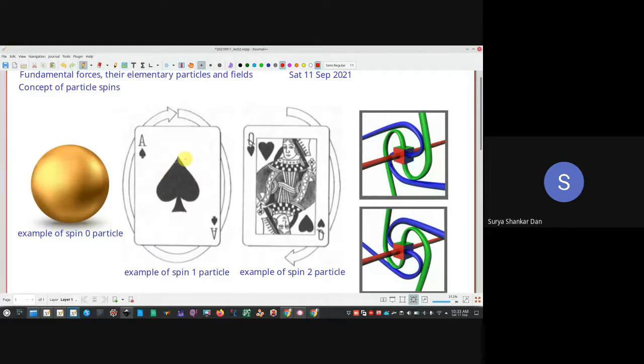Most of the forces which we see around us will essentially comprise of spin one particles. We will see the examples after some time. Now, spin one particles, like photon, electromagnetic radiation, that is spin one. Now, if it is a spin one particle, what do we mean by that?